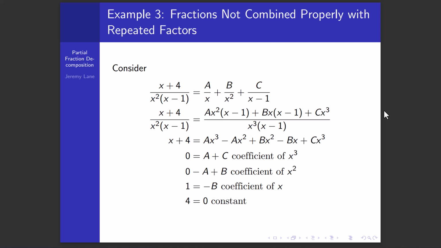For x squared, we have 0 is equal to a plus b. We have 1 is equal to negative b. That happens to be the coefficients of x. And finally, we have 4 equals 0, which happens to match up the constants.